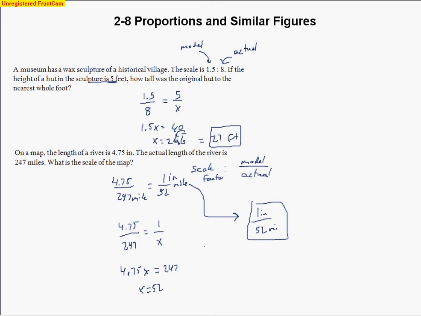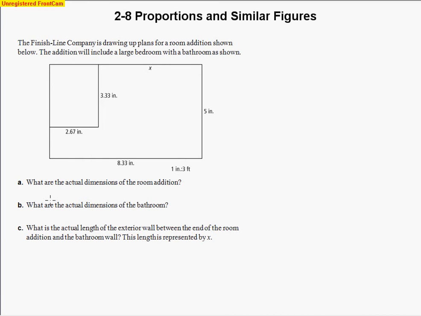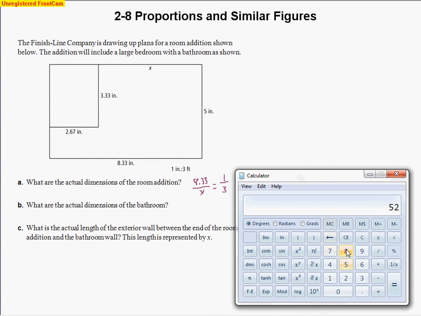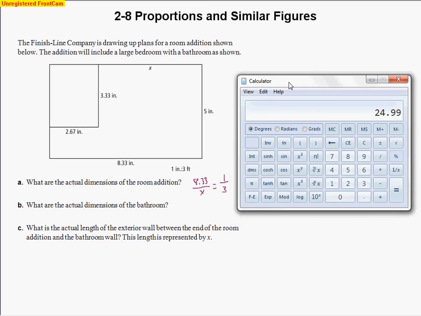So let's take a look at another type that we'll end up seeing. So here we have this scale drawing, and it says 1 inch is to 3 feet. And what are the actual dimensions of the room? So the drawing dimension of the room is 8.33 inches, so we'll put that 8.33 over x. We don't know what the actual is, but we know that the scale factor is 1 to 3. So we just have to multiply 8.33 times 3, and that gives me 24.99. And so we'll just go ahead and use that number.